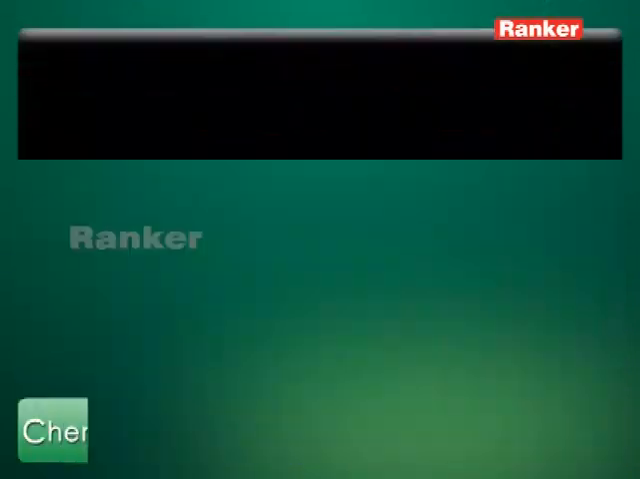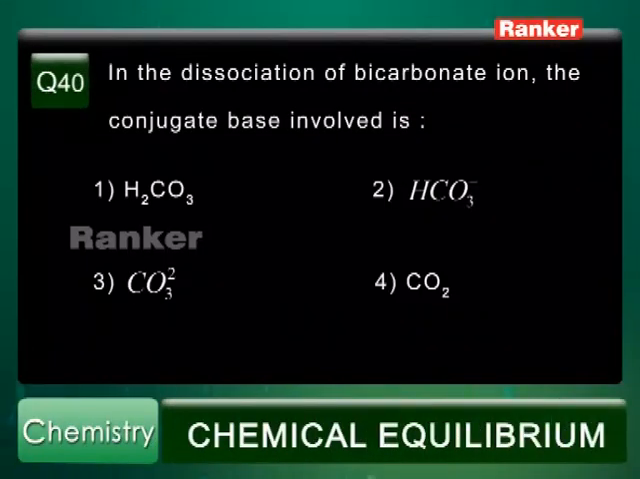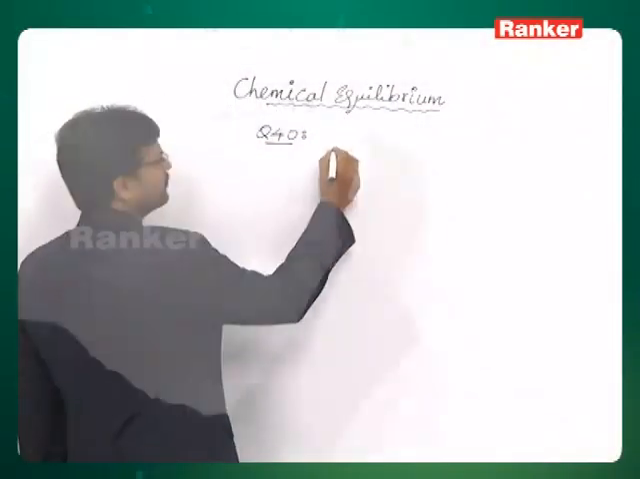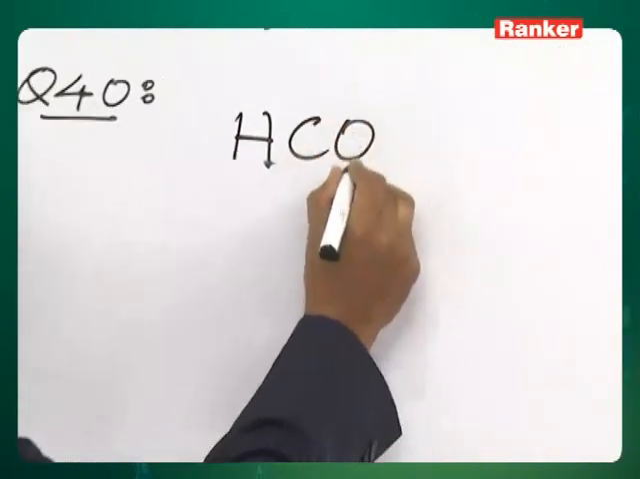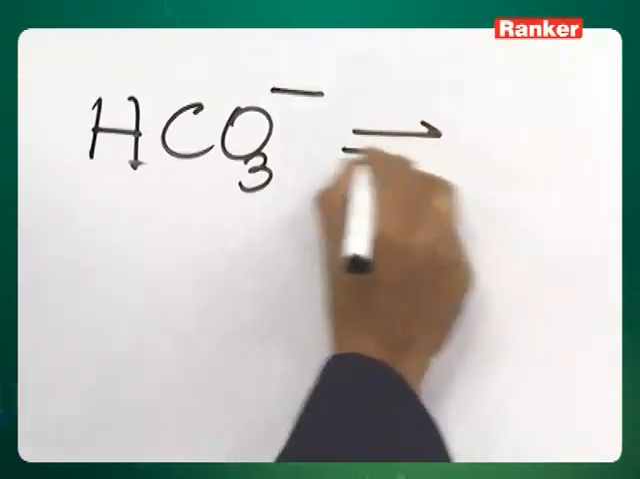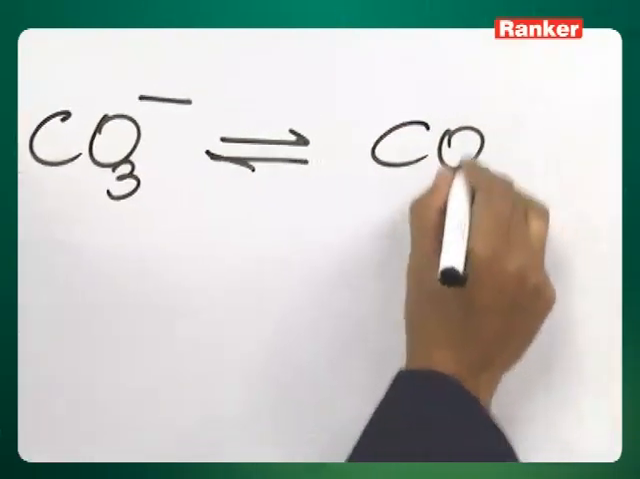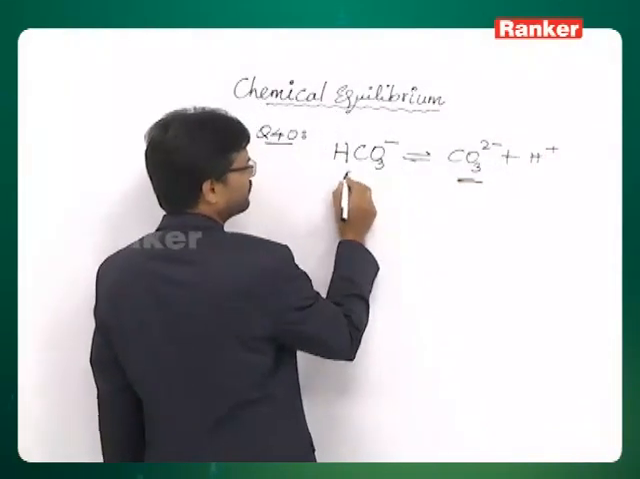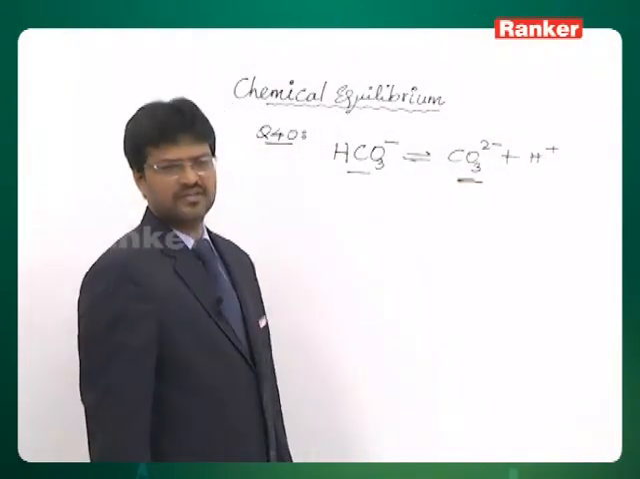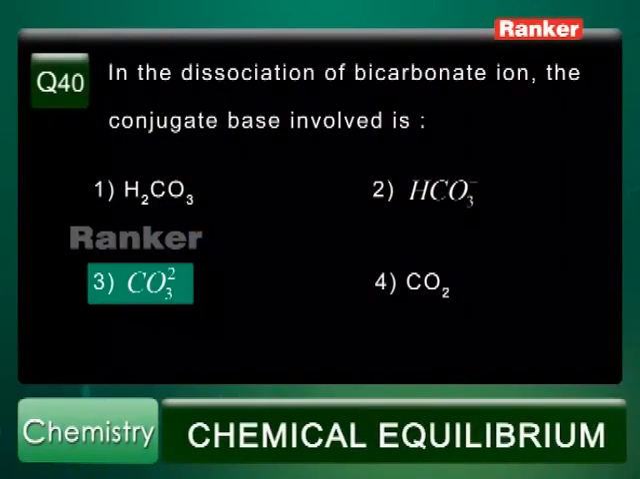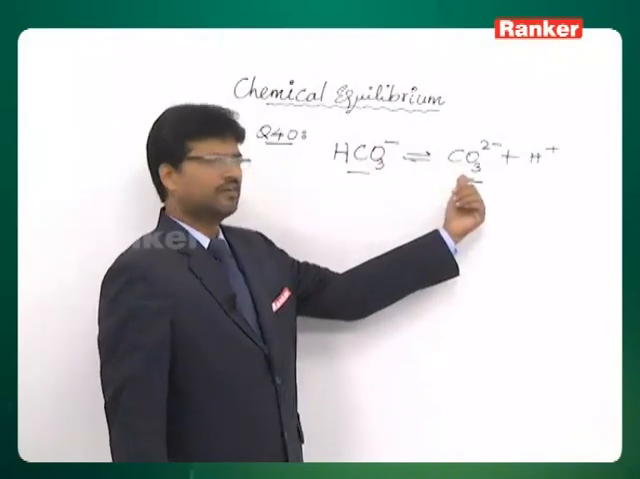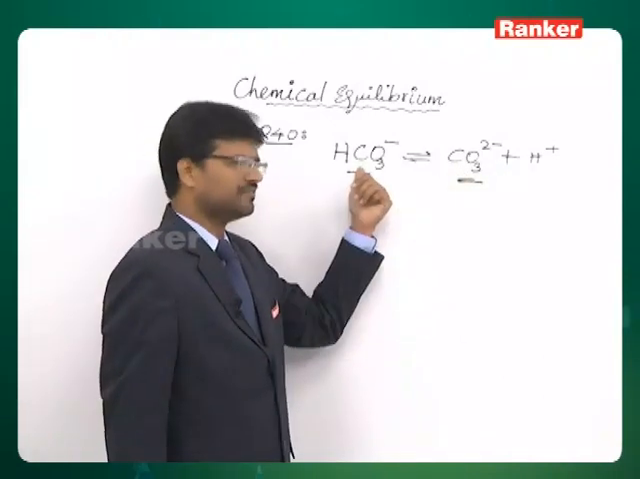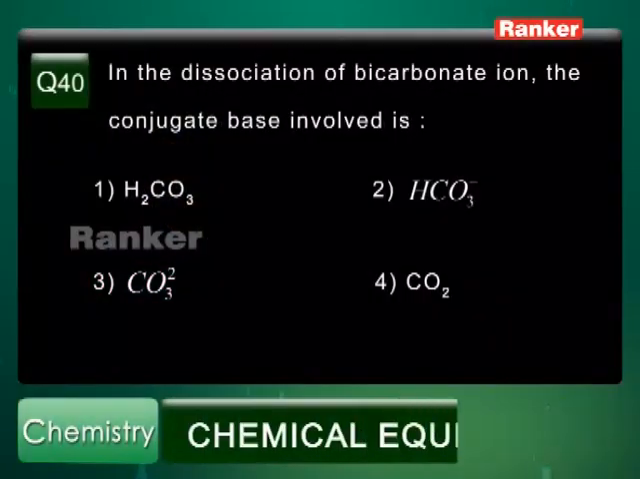Question number 40. In the dissociation of bicarbonate, the conjugate base involved is... You know, bicarbonate is HCO3 minus. When it dissociates, it becomes carbonate plus H plus. So this is related to this as conjugate base. So the correct answer is the third option. The acid and conjugate base differ by 1 proton. So this is the conjugate base, this is the acid. Third option.